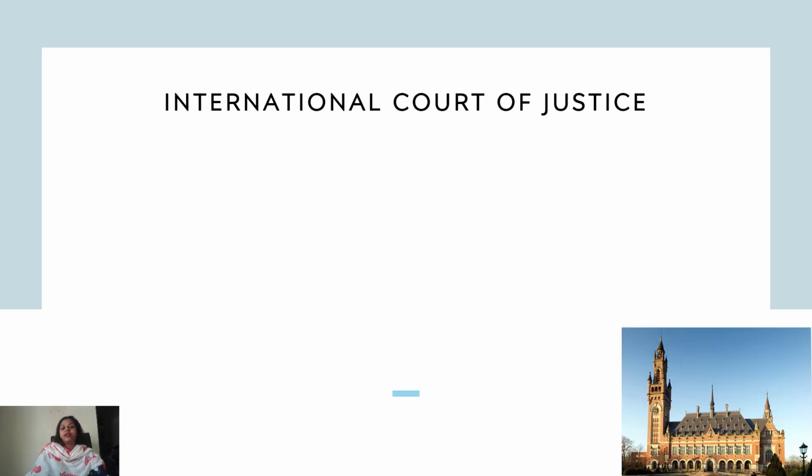Now, let us focus on the International Court of Justice. In the right bottom of the slide, you can see a building. This building is the place from where the International Court of Justice operates. This building is known as the Peace Palace.